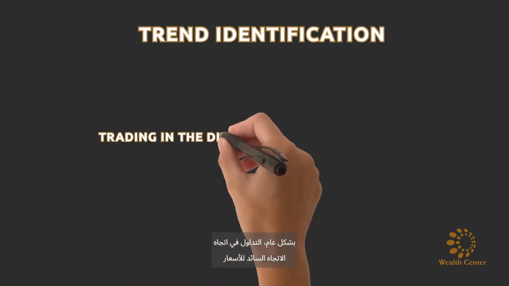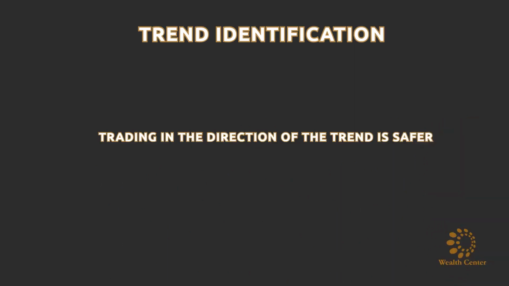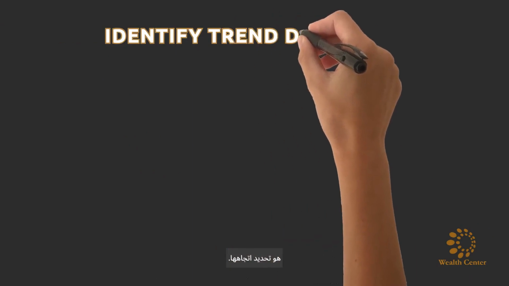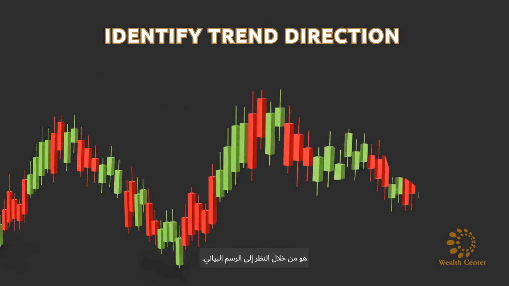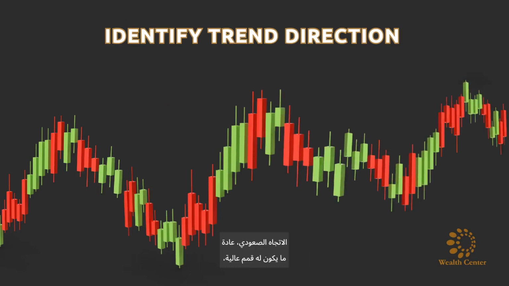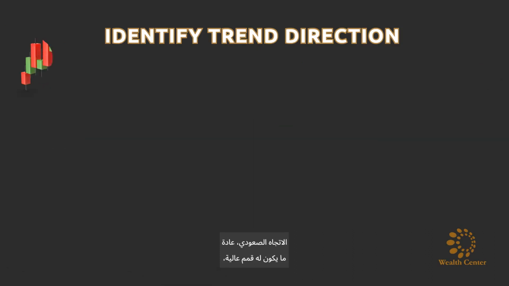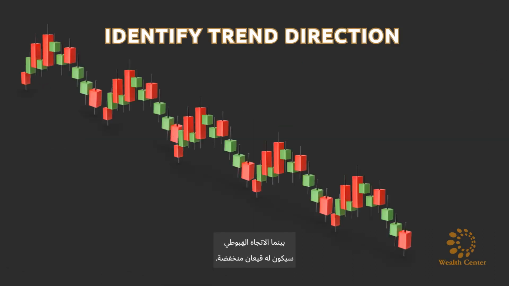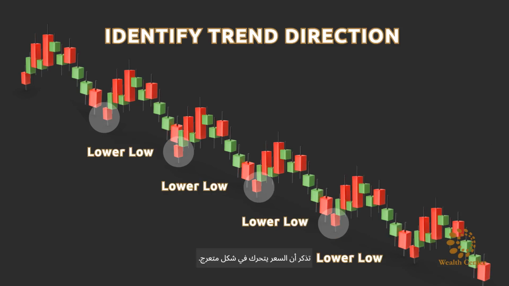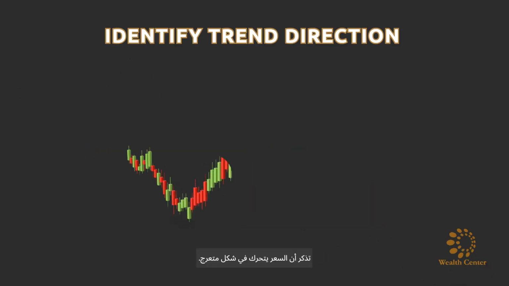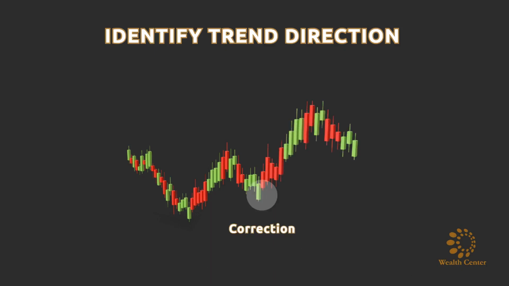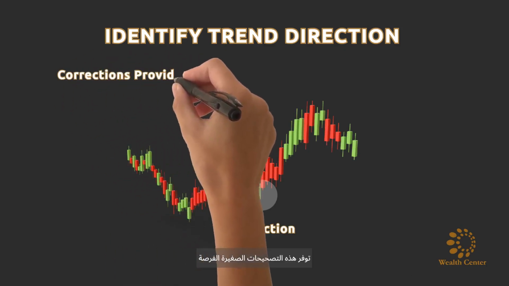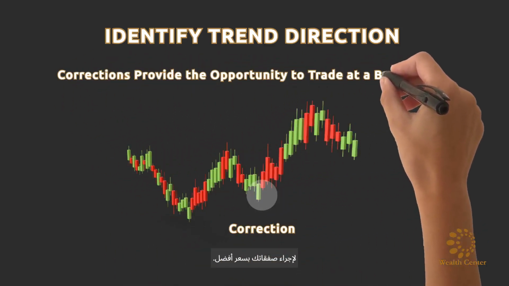Generally, a trade in the direction of the trend is considered safer. Therefore, the first step in trend analysis is to identify its direction. The simplest way to identify a trend direction is by looking at the chart. An uptrend will typically have higher highs, while a downtrend will have lower lows. Remember that the price moves in a zigzag format. That is why even in a trending market, you will also see small corrections. These small corrections provide the opportunity to place your trades at a better price.